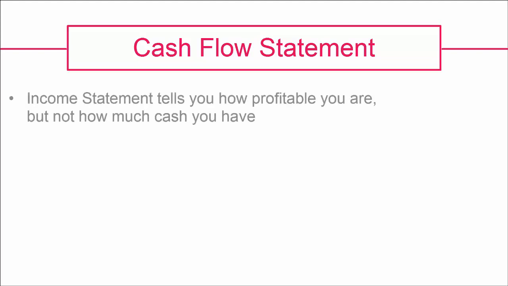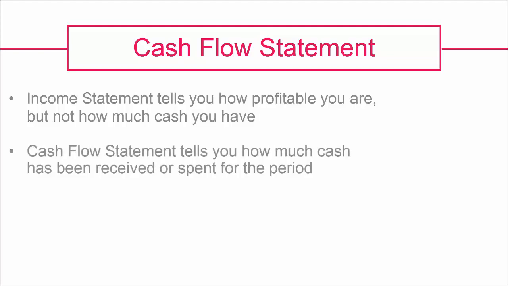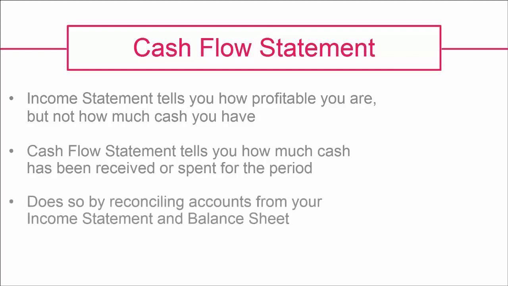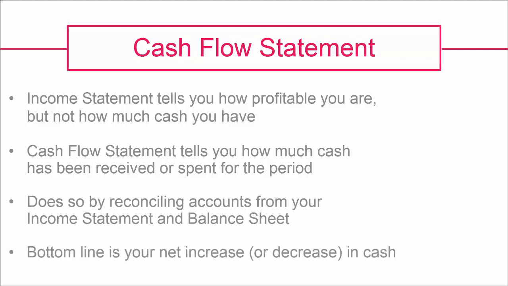Under accrual accounting principles, you're allowed to count the money you've made before you've actually received it. In my second lesson, we looked at the income statement and saw how it shows your profitability for a given period. Although it tells you whether you've made money or not, it doesn't show you how much cash has come into or gone out of your business during that period. This is where the cash flow statement comes in. It tells you how much cash has been received and spent by reconciling the accounts in your income statement and balance sheet. The bottom line of the cash flow statement is your net increase or decrease in cash for the given period.